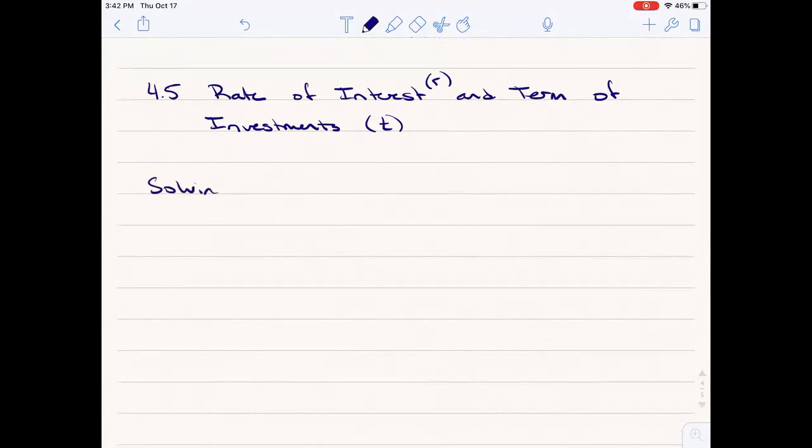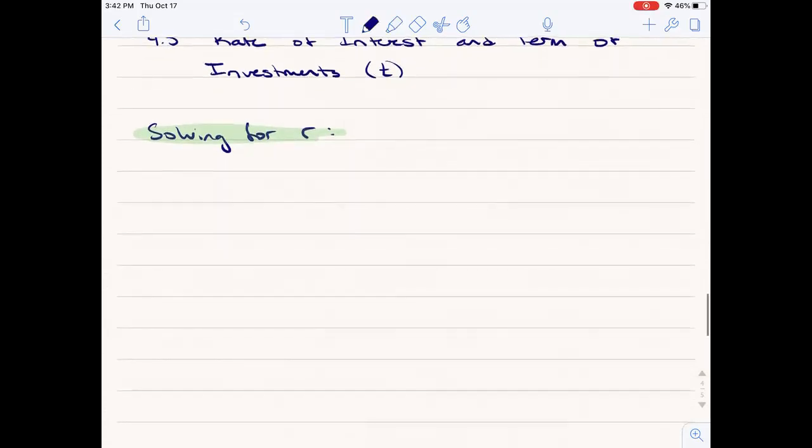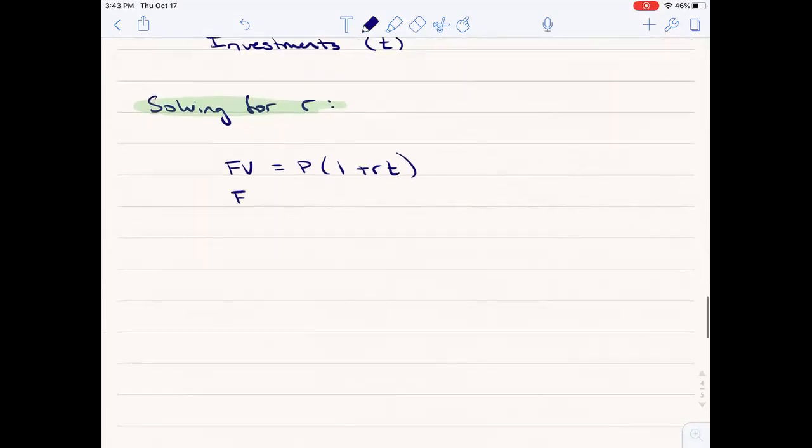So solving for R, and just to highlight it a bit so that you can go back to it. Remember, the future value is P times 1 plus R times T. So if we're solving for R now, we kind of hold R steady and everything else moves around it. And so we get the future value over P is 1 plus RT. The brackets dissolve because they're not multiplied by anything anymore.